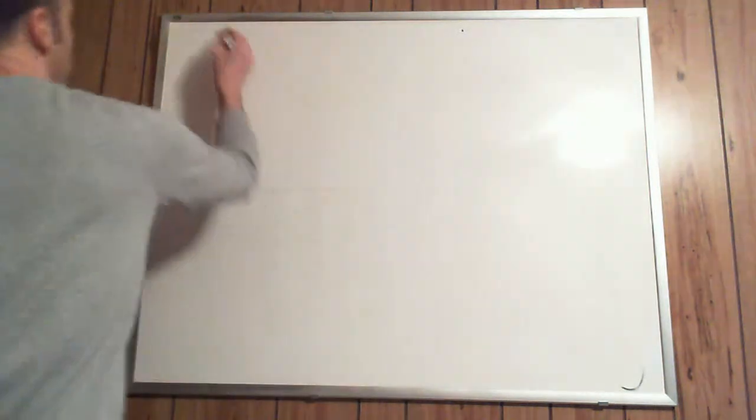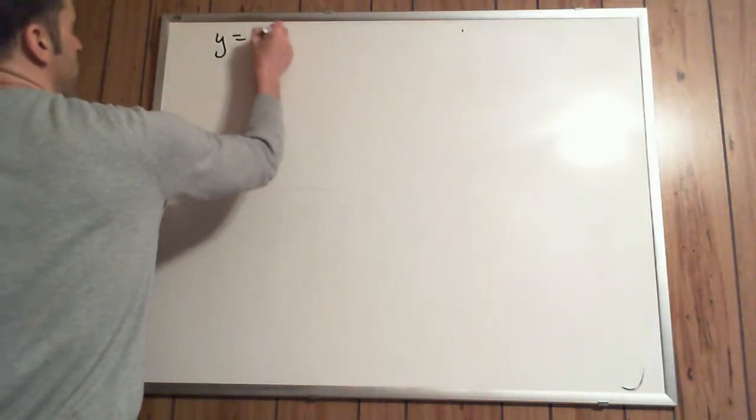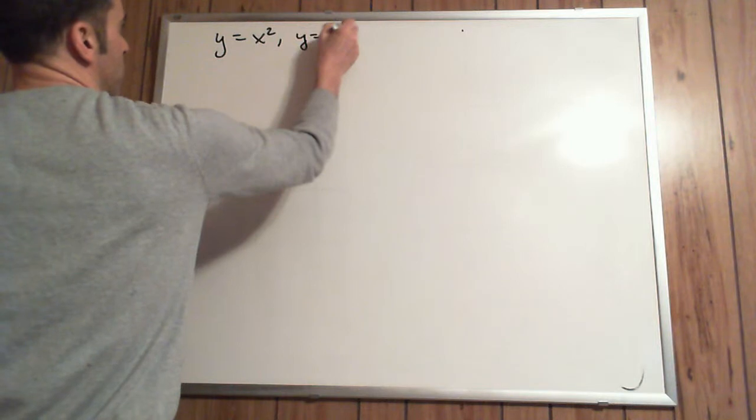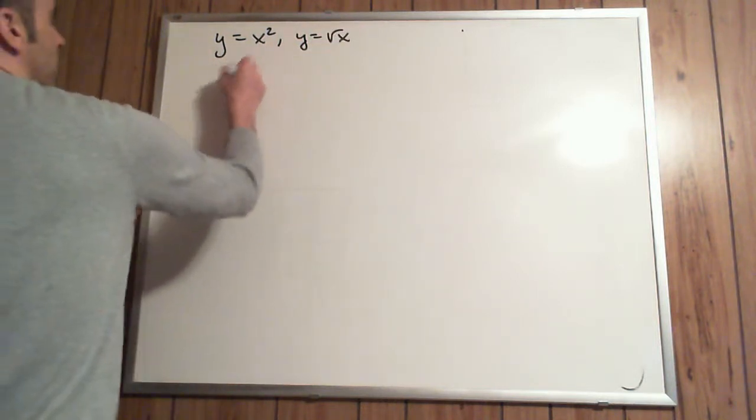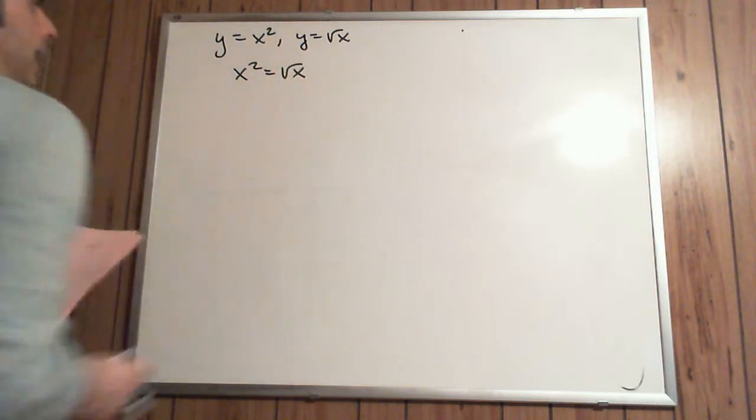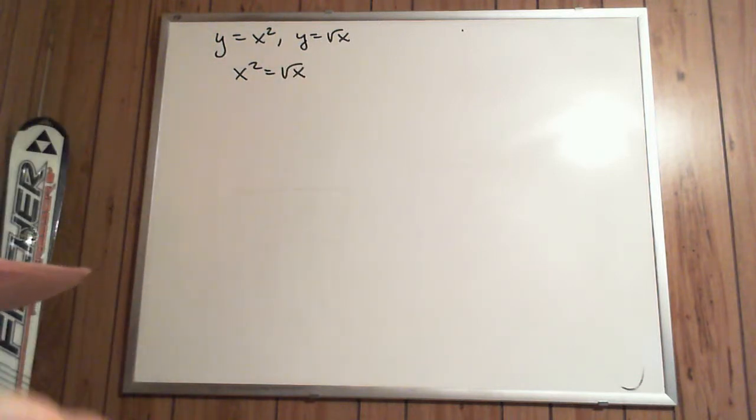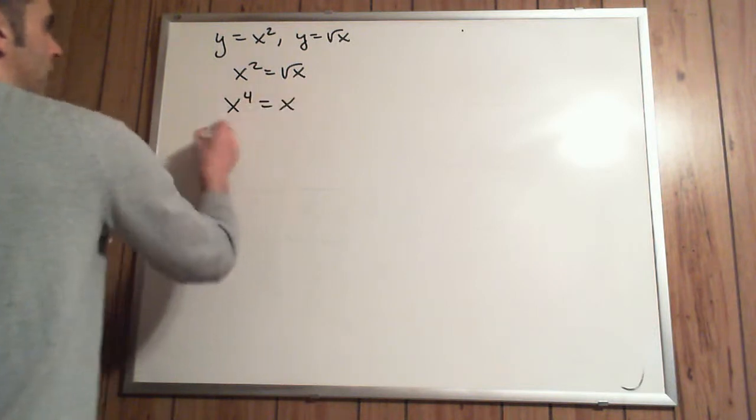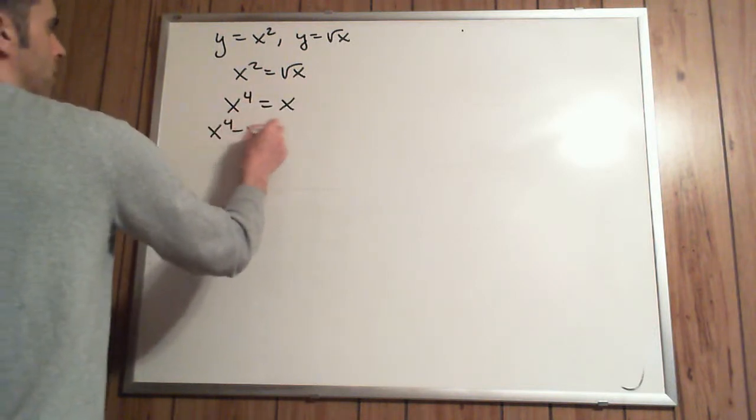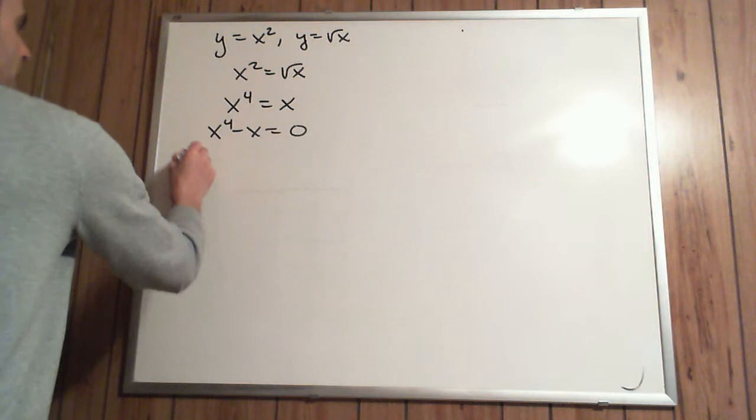Suppose we have y equals x squared and y equals root x. Alright, so we'll set them equal to each other. And the best way to undo the square root is to square both sides. So it'd be x to the fourth equals x. Set it to 0. Factor out an x.